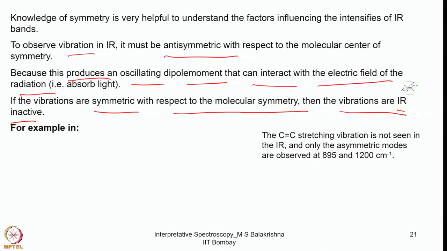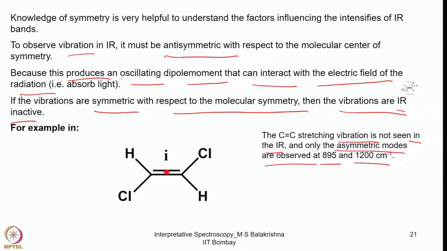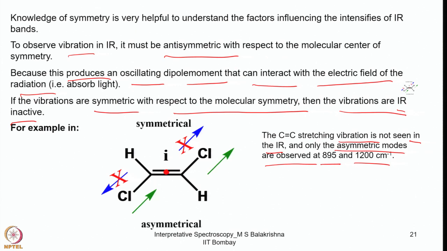For example, if you consider the C=C stretching vibration, it is not seen in IR, and only the asymmetric modes are observed at 895 and 1200 centimeter minus 1. Consider this example here, dichloroethylene, where a center of symmetry is there. If you consider symmetric and asymmetric stretching, the symmetric stretching is not observed. On the other hand, asymmetric is observed, and hence we are seeing two bands at 895 and 1200 centimeter minus 1. So certain things one should remember.